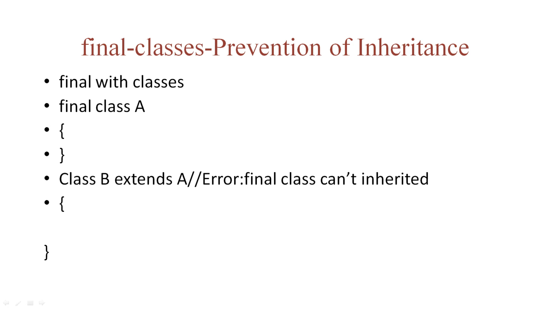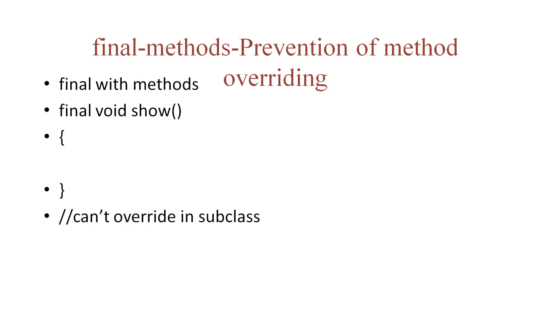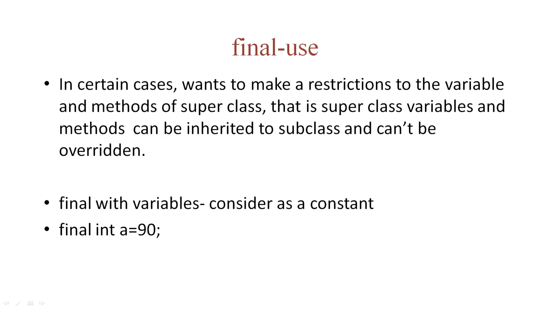In interviews and examinations, they may ask how you can prevent inheritance, what type of keyword we can use to prevent inheritance. Then the keyword is final with the class. What type of keyword will be used for prevention of method overriding? We can use final along with the method. What type of keyword will be used to declare a constant? Final along with a variable name.